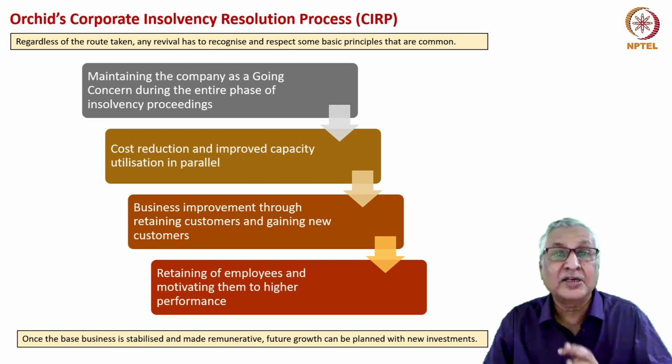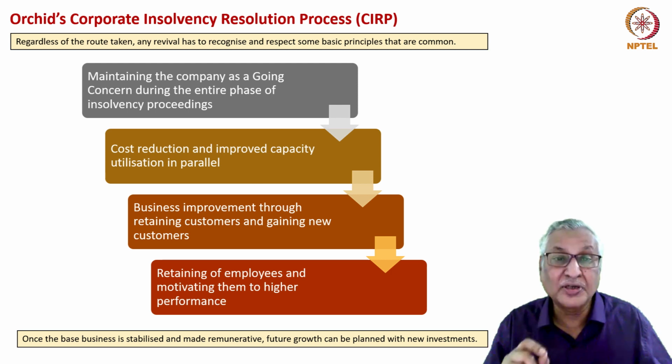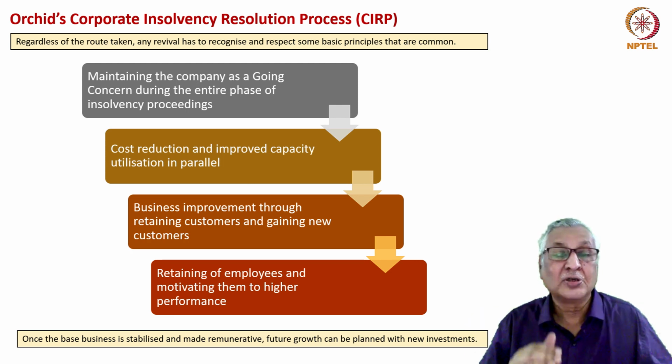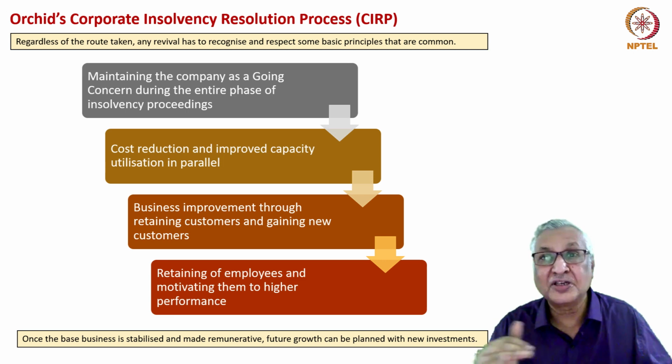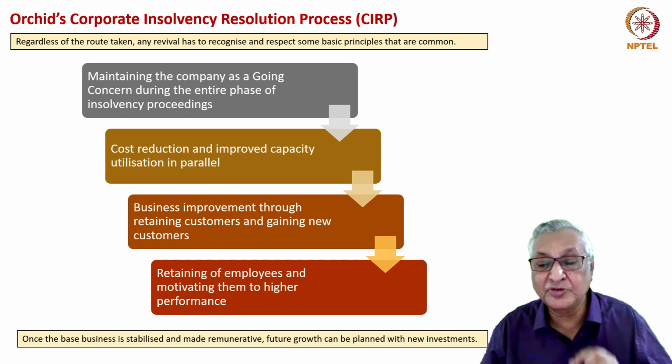Regardless of the route taken, any revival has to recognize and respect some basic principles that are common. 1. Orchid's corporate insolvency resolution process, CIRP, focused on maintaining the company as a going concern during the entire phase of insolvency proceedings. That is important to avoid the risk of liquidation. 2. Cost reduction and improved capacity utilization in parallel. 3. Business improvement through retaining customers and gaining new customers. 4. Retaining of employees and motivating them to higher performance. Once the base business is stabilized and made remunerative, future growth can be planned with new investments.